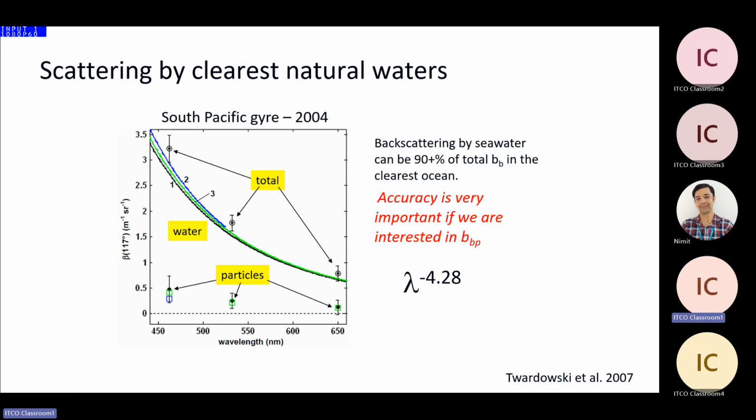Yeah, and so scattering in the clearest water. This is the South Pacific Gyre. These are some of the very, very clearest waters of the world. Zhangping showed cases where, so yeah, right here, these colored lines, you've got the black, the green, and the blue. These are three different models for pure water scattering at 117 degrees. So this is a specific angle.